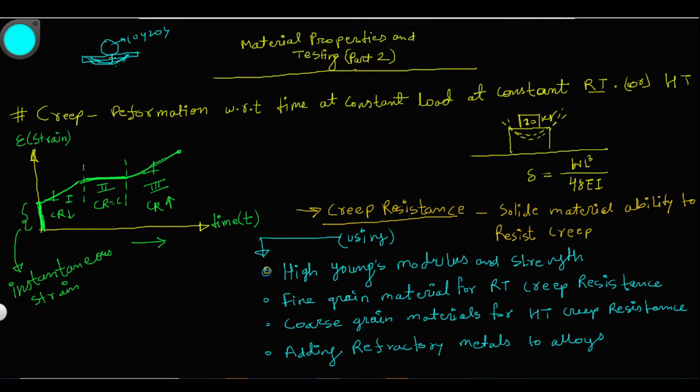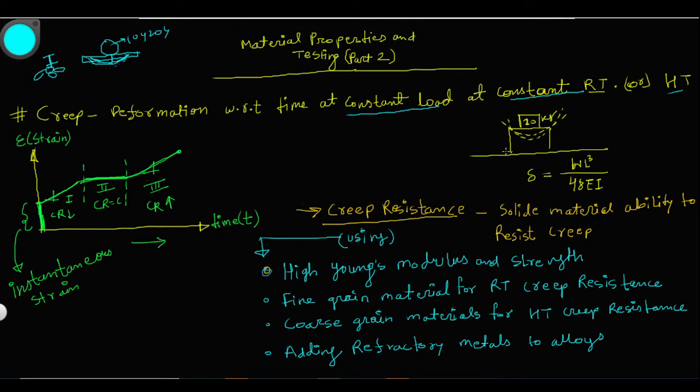Okay, so for example, fans which are hanging from the ceiling, after 20 years or 30 years, the length of the hanging metal gets increased a little bit. This is the fan, so this length gets increased a little bit over a period of 10 to 20 years. This is why we call it creep. So creep is deformation with respect to time at constant load at room temperature or high temperature.